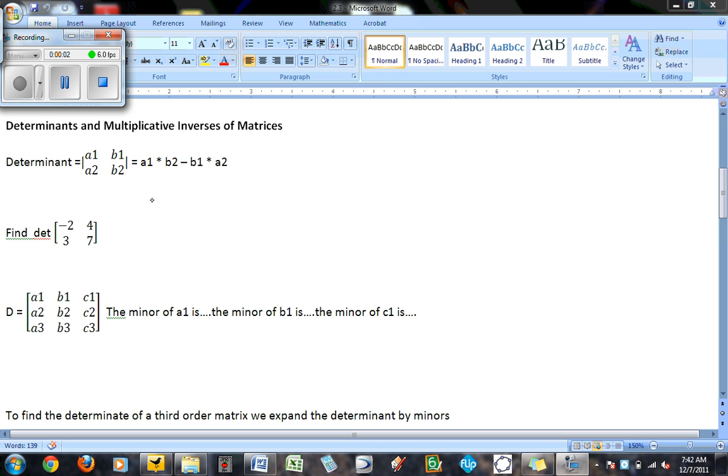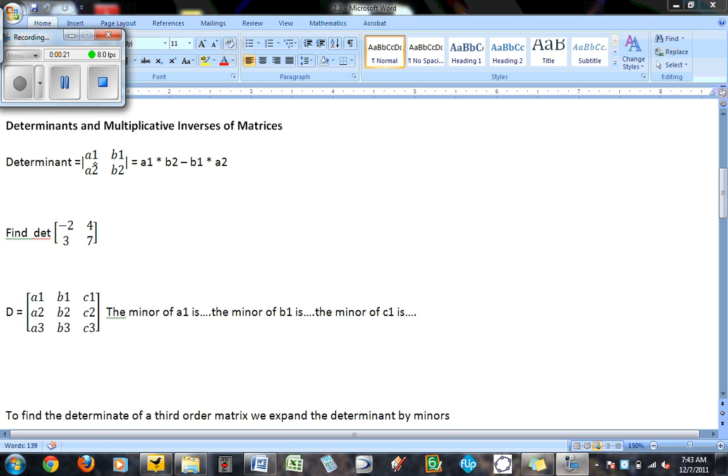Okay, section 2.3 is about determinants and the multiplicative inverse of matrices. First of all, we're going to start with the determinant of a matrix, and we're finding the determinant of a matrix in order to solve matrix equations. And we're going to need the determinant in order to write the inverse of a matrix.